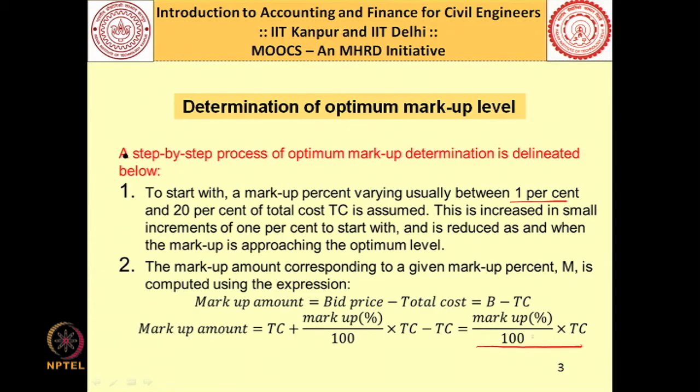Markup amount is markup percentage upon 100 multiplied by TC. So, I gave you the example of 100 rupees total cost, and the markup I applied was 2 by 100. So, the total markup amount was 2 rupees. This is how we calculated for our 100 rupees total cost example.